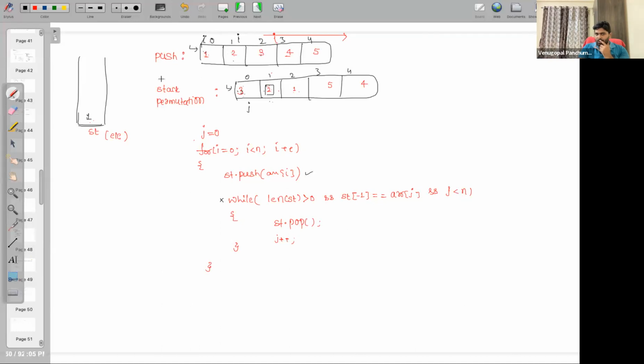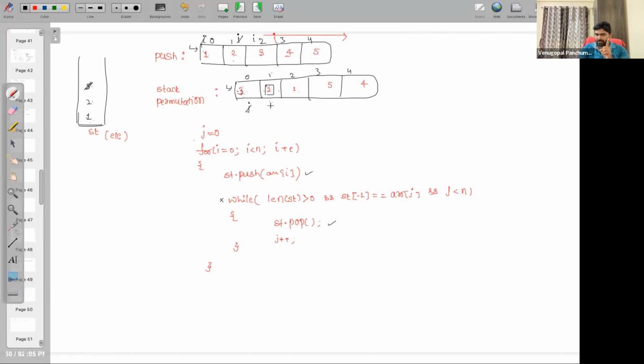Now I'm going to push this element. Now let me check. Does it match with the top of the stack element? No. Then again I will increment. Okay, now I will push this. Now see, does this element match with the top of the stack? Yes. Whenever there is a match, I told you to pop. So this element I have popped off.